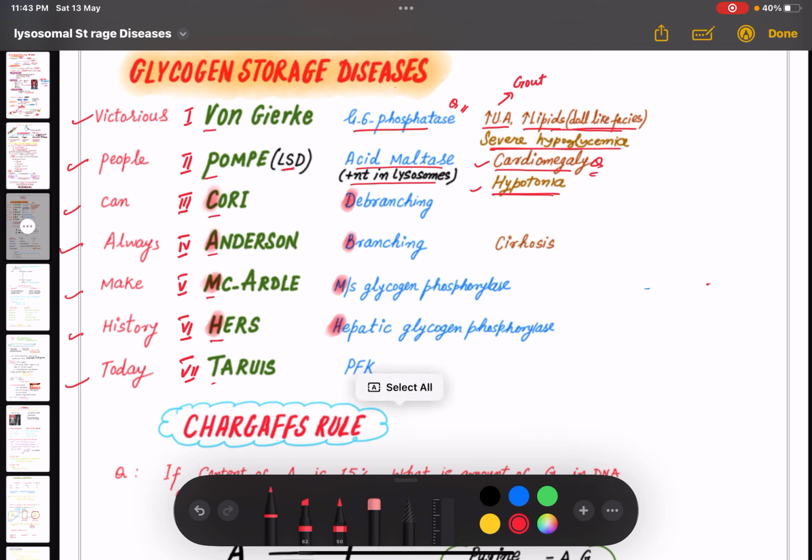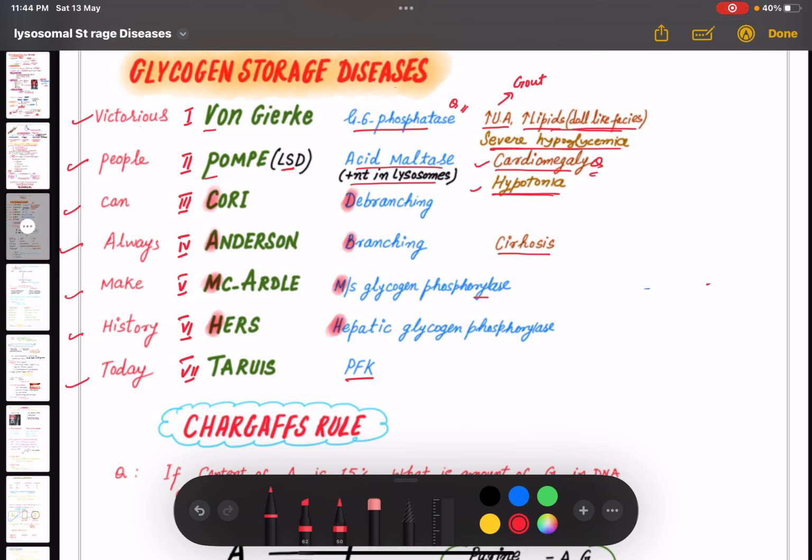Cori's is due to deficiency of debranching enzyme. A for Anderson's, due to branching enzyme deficiency. And in Anderson's, you can get the history of cirrhosis. McArdle's is due to deficiency of muscle glycogen phosphorylase. Hers is due to hepatic glycogen phosphorylase. Tarui's is due to phosphofructokinase, which is the rate limiting enzyme of glycolysis.